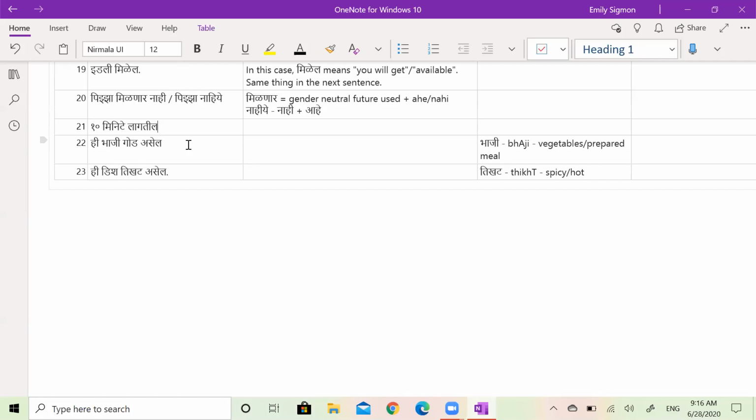We haven't practiced this in a long time. Lagtil. Yeah, that's future tense. So il, but it becomes so. Lagle. Daha minute lagle. Lagli. Neutral gender, so lagli. Yeah, neutral plural is lagli.